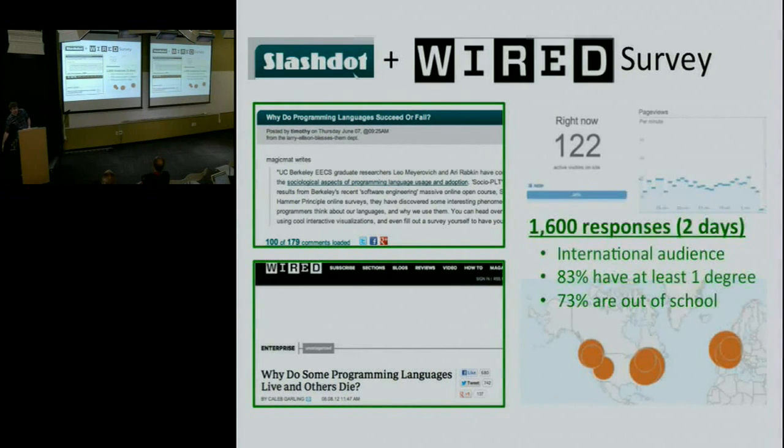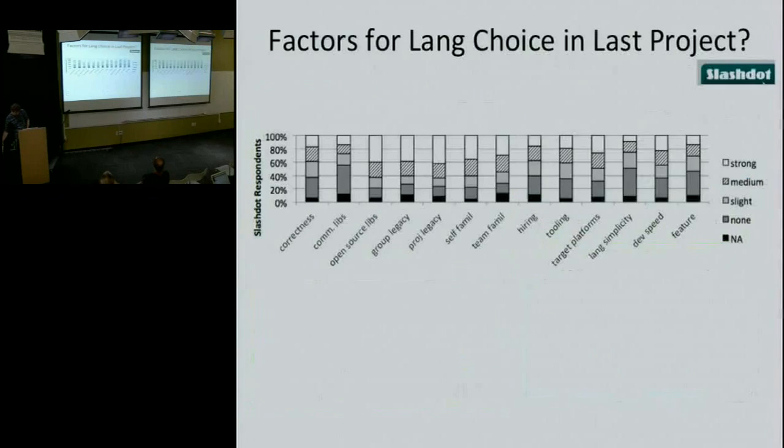We actually wanted to run a survey. The reason we did this viral campaign is we wanted to see if we could ask programmers how they actually picked languages for their most recent project. In a period of about 2 days after this campaign, we had about 1,600 responses from people on websites like Slashdot and Wired. And so what we're seeing on this graph is what they said.